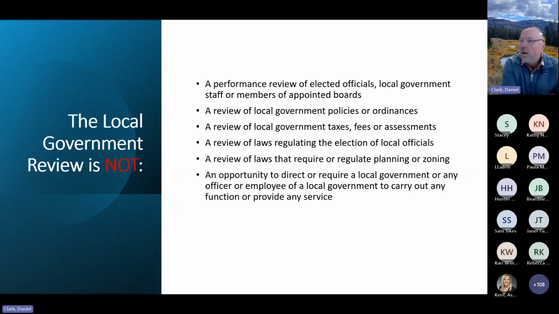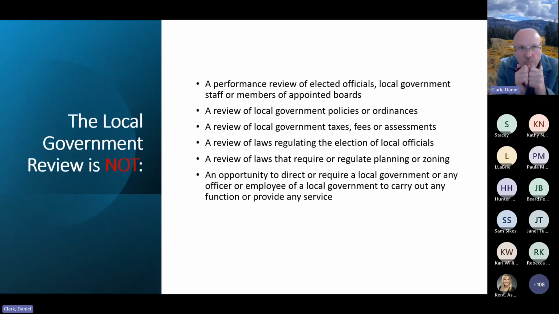It's not an opportunity to direct or require local governments to carry out any specific thing or do any specific function. So it's not about the people. It's not about what the local government is doing. It's how the local government is structured to address the work of the people.